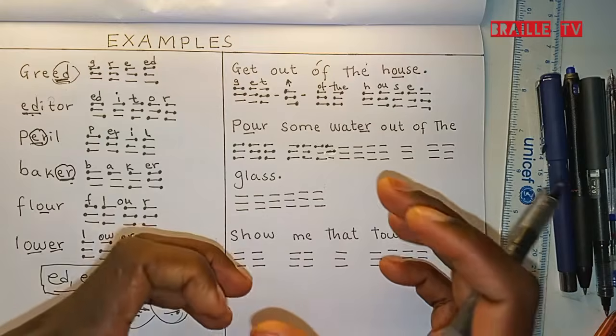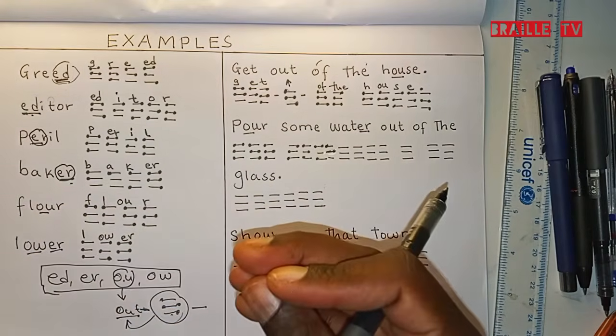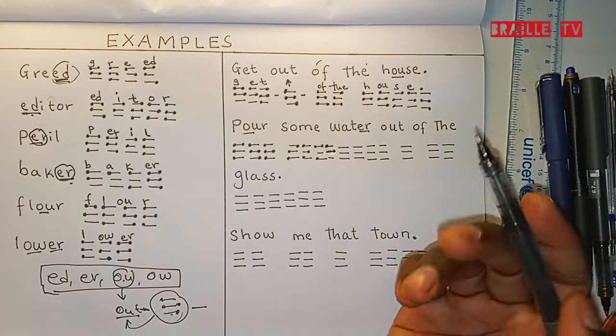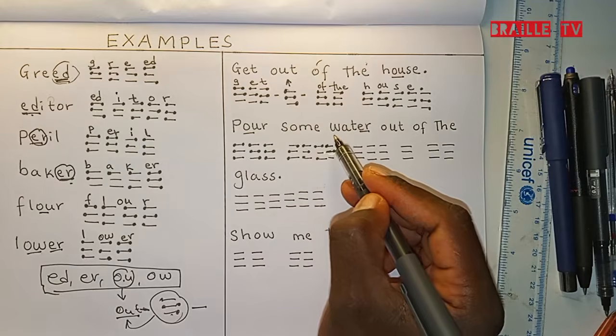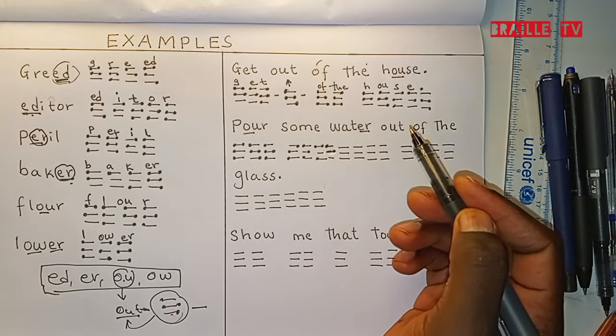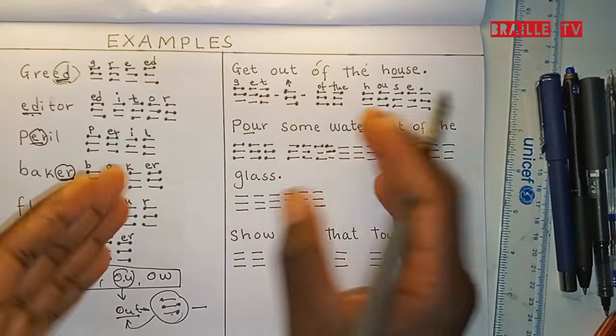Remember, we must be very keen. So this means you must do practice for you to master all these contractions. Otherwise, you will find that sometimes you start writing words in Braille and you forget some contraction that you knew some time back. So you need to do practice so that you remember each and every contraction. Whenever you meet it, you contract.